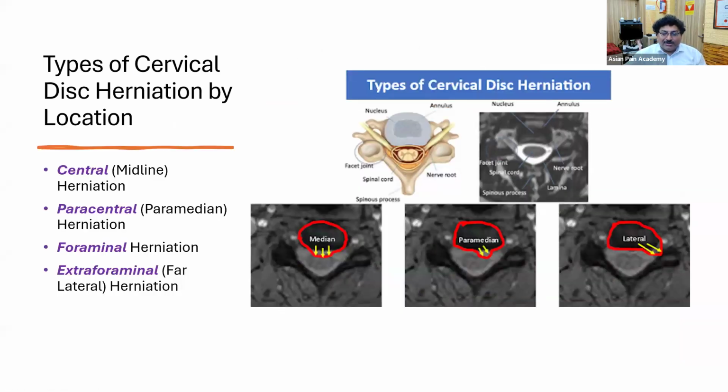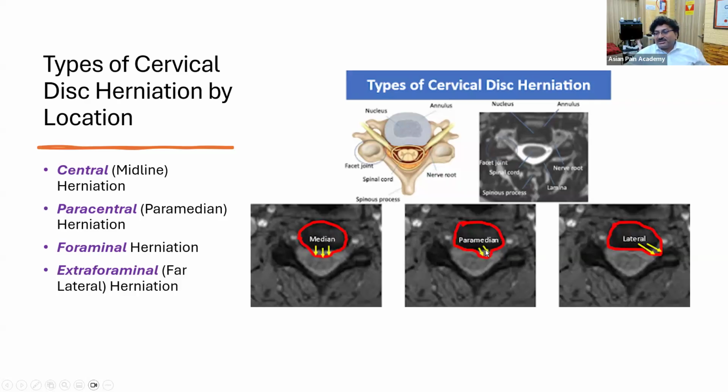Now, herniation can be median, which remains at the center. It could be paramedian, it could be lateral or foraminal, or it could be extraforaminal as well. So what will happen if it is a central prolapse indenting on the thecal sac, not indenting on the cord? Usually the symptoms are minimal. Usually the symptoms occur as a discogenic pain, that means the pain originating from the disc, but it is not compressing over any nerve.